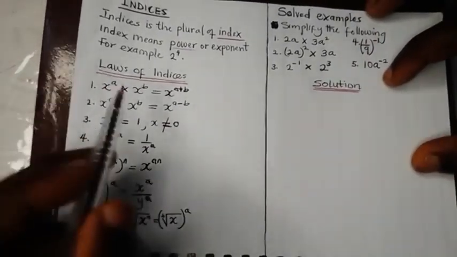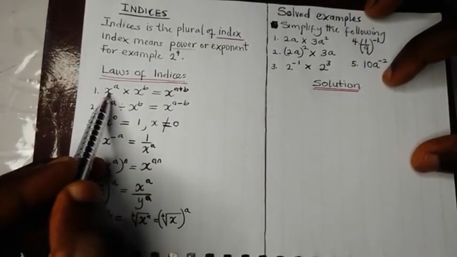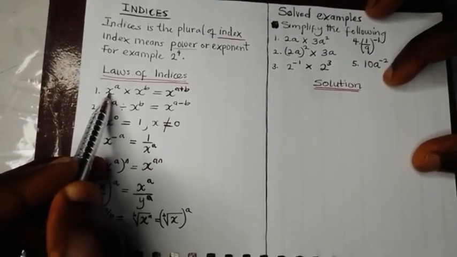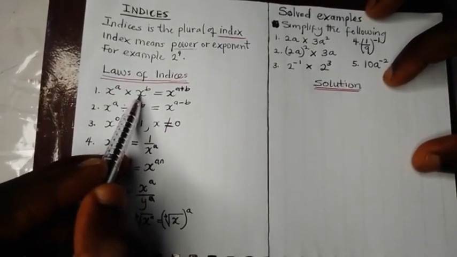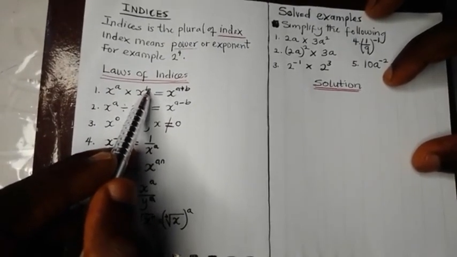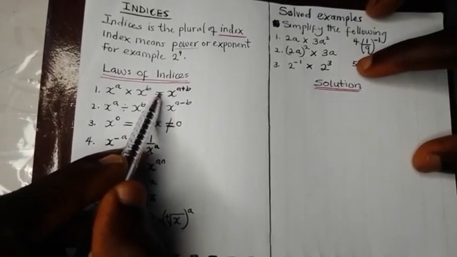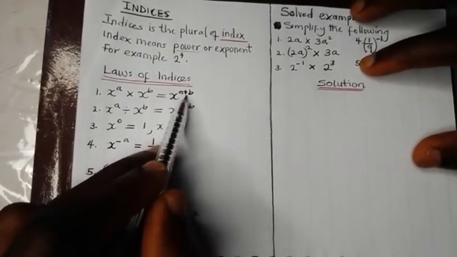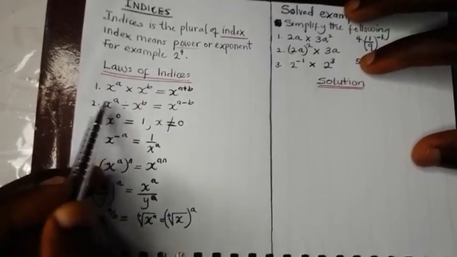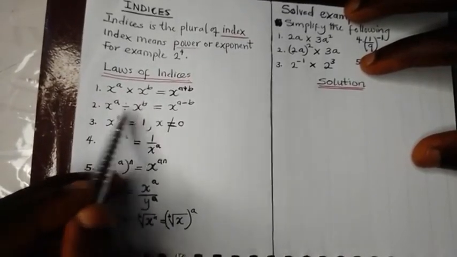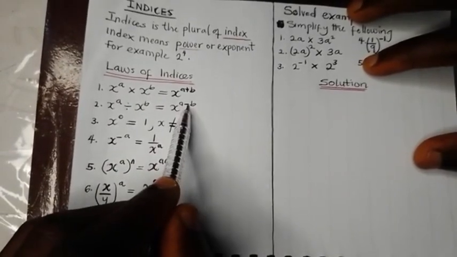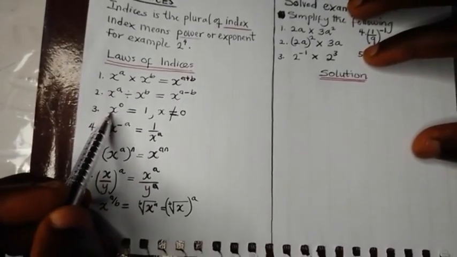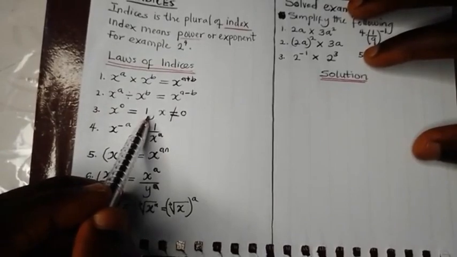The first law says if we have a base, a number or a variable x raised to power a, multiplying that same base raised to power b, it can be simplified to x raised to power a plus b. If what we have between these two terms of the same base is divide, then it is going to be subtraction. That's law number 2. Law number 3: x raised to power 0 is 1, provided that x is not 0.